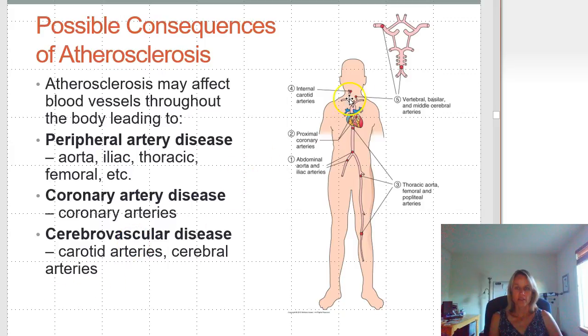If it occurs in the carotid arteries or in the cerebral vessels within the brain, this is going to be called cerebrovascular disease, and this can cause transient ischemic attacks or strokes. And then atherosclerosis can also occur in peripheral arteries such as the aorta, which could cause aneurysms, the iliac, thoracic, or femoral arteries, leading to peripheral arterial disease.